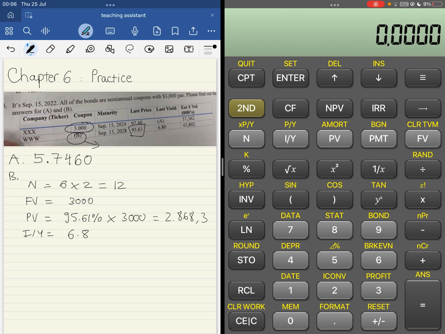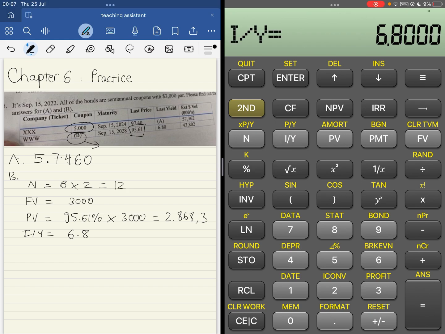Let's apply it on the calculator. N is 12, so 12 press N. Future value 3000, FV. Present value: again, we need to put a minus sign before it, so 2868.3 plus or minus, PV. I over Y is 6.8, so 6.8 I over Y.